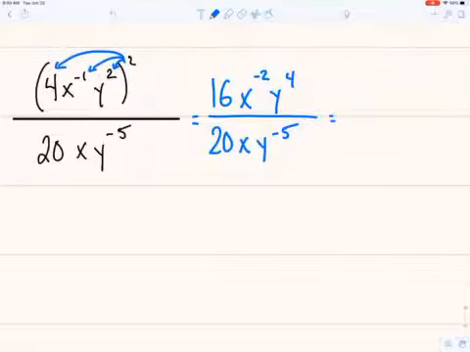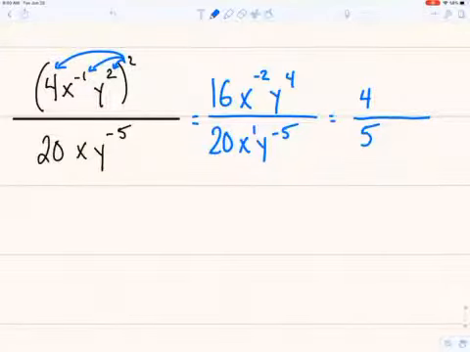Now let's see what we can do. This time I'm going to deal with my coefficients first. The 16 and the 20, I figure I might as well simplify those right off the bat. 16 and 20 both have a 4 in common, so that's 4 over 5. And I'm going to leave some room here and here for some variable pieces if I need them. Let's go ahead and see what we get.